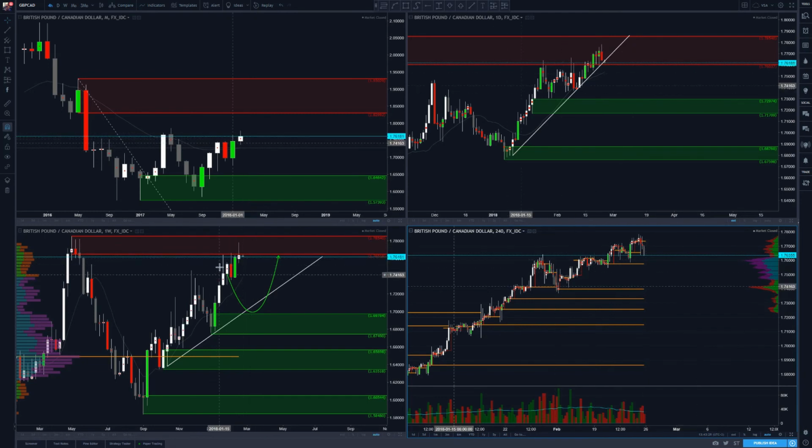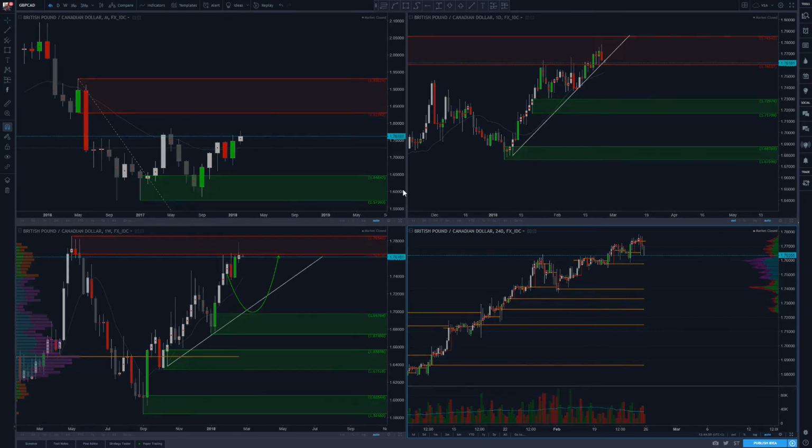This could be broken, because we can see that we have one test, a second test, a third test, and this is different from supports. With classical supports, we say okay, 3 times and it still holds, so it's a strong support. Supply and demand zones work differently. The more times it's penetrated, the more potential that it will be penetrated and broken. So for the moment I don't do anything, I'm waiting.